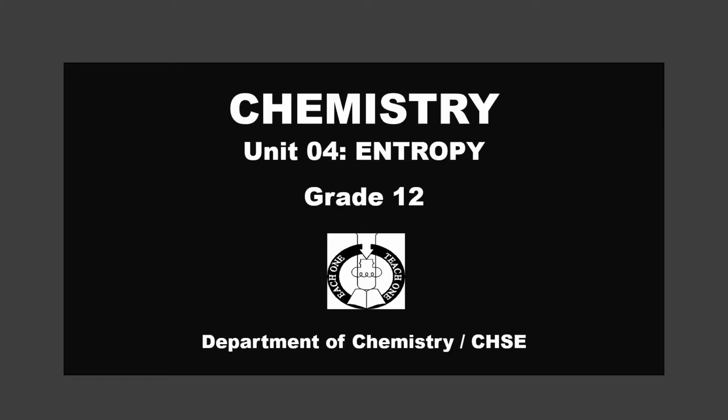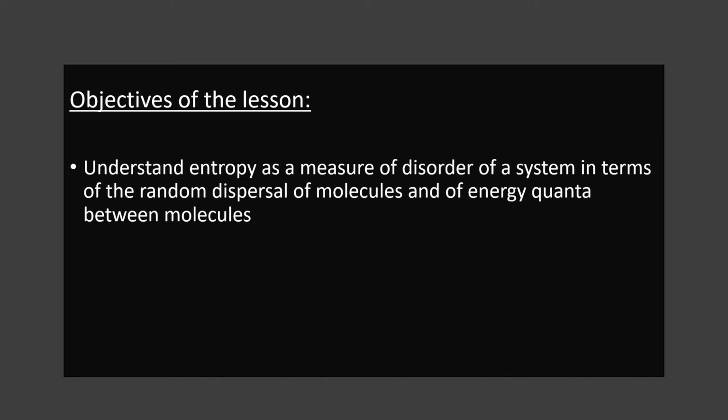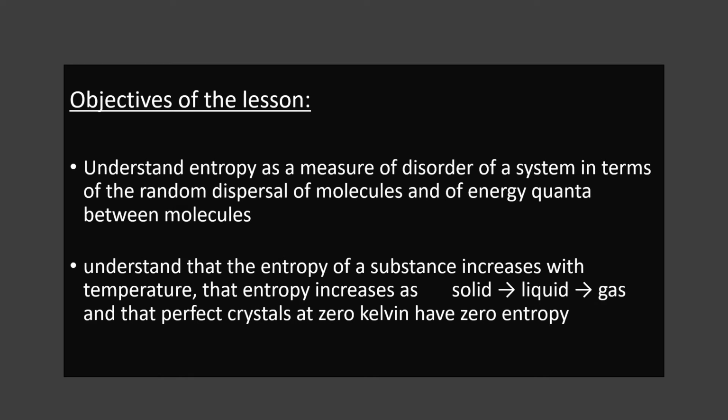This is Chemistry Grade 12, Unit 4. The topic we are going to start with today is entropy. The objectives for today's lesson include to understand entropy is a measure of disorder of a system in terms of the random dispersal of molecules and of energy quanta between molecules, and to understand that the entropy of a substance increases with temperature and that entropy increases when you go from a solid to liquid to a gas, and that perfect crystals at 0 Kelvin have zero entropy.